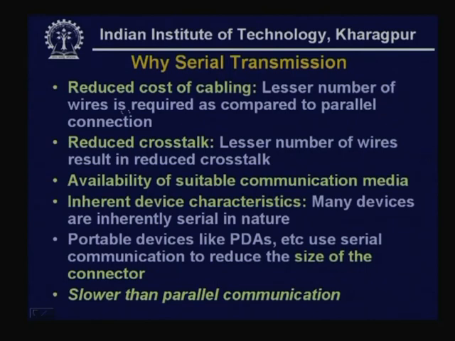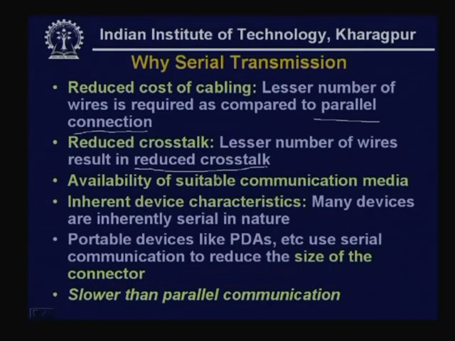it allows reduced cost of cabling. As you have seen, we are sending only one bit at a time. So, you require one pair of wires, you do not require a bunch of wires. So, it requires a lesser number of wires compared to parallel connection. In parallel communication, you require a bunch of wires to be connected between the DTE and DCE, which is not required here. Then it leads to reduced crosstalk. Because of a lesser number of wires, it results in reduced crosstalk. We have discussed this crosstalk in detail, and we have seen whenever a number of wires are bunched together, it leads to crosstalk. And here in the serial mode of communication, crosstalk is reduced significantly.